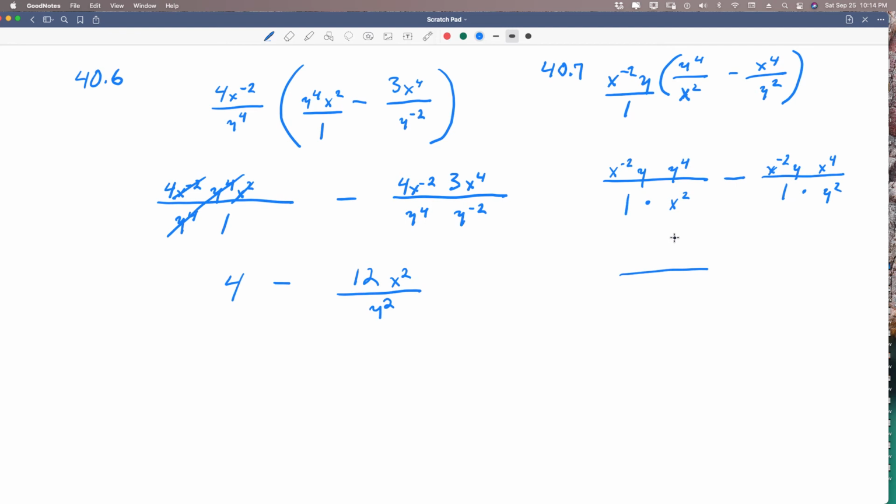all the variables. Actually, this says to write all the variables in the numerator. So let's bring the x up. Almost all of them are up there anyway, so why not? When we bring this up, we're going to get rid of that, and it'll be negative 2 minus 2. So that's going to be x to the negative 4. Then we have y to the 1 and y to the 4 here. That's going to be y to the 5.